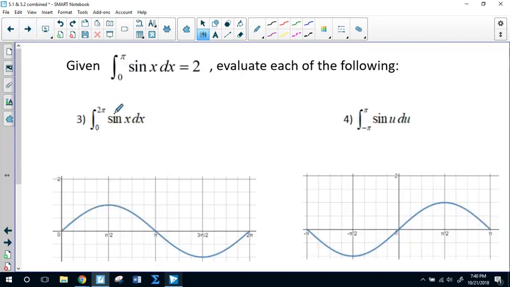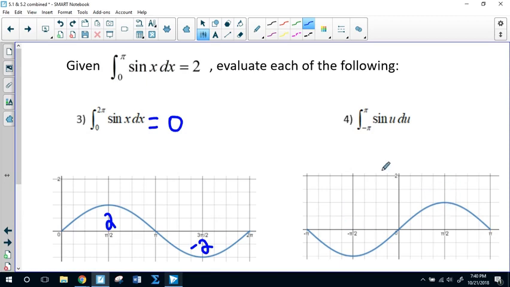Okay, a few more. I did graph these already for you here. So now we're going from 0 to 2 pi. So remember, from 0 to pi has an area of 2. This is the same region below the x-axis. And since it's below, it's negative, so it's -2. So if I just add those two together, I get 0.